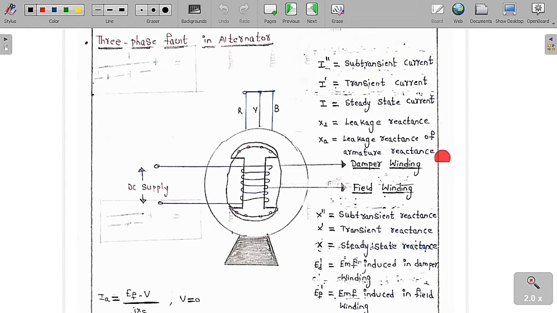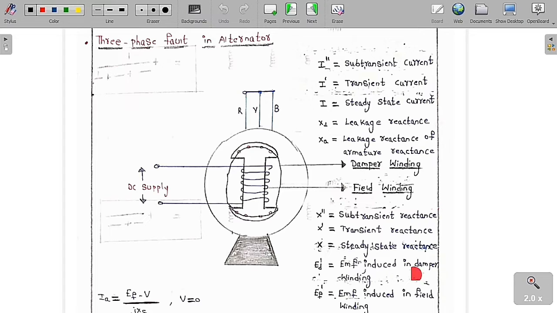So these are the important notations that you always need to keep in mind before doing the analysis of this concept. I double dash is the subtransient current, I dash is the transient current, and I is the steady state current. Similarly, XL is the leakage reactance, and XA is the leakage reactance of the armature reaction. X double dash is the subtransient reactance, X dash is the transient reactance, and X is the steady state reactance. E double dash is the EMF induced in the damper winding, and EF dash is the EMF induced in the field winding.